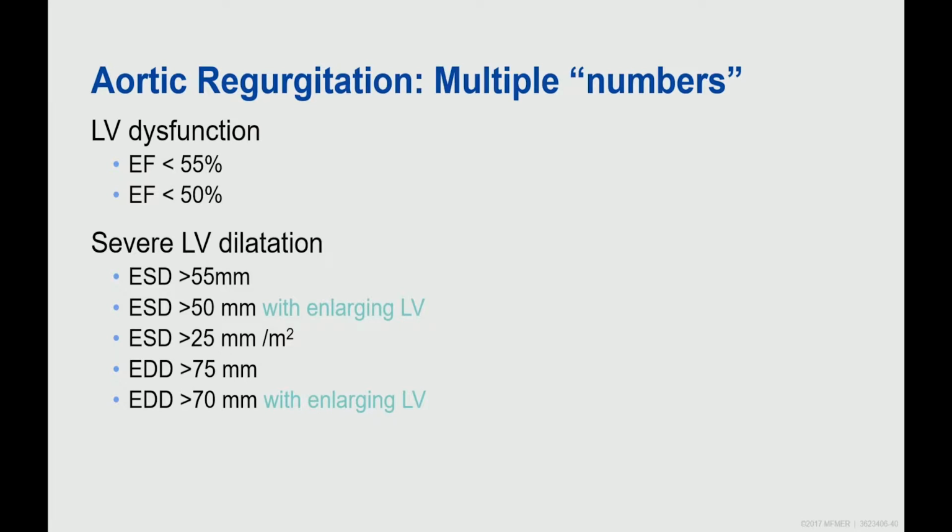I would also remember this one: 25 millimeters per meter squared, which helps normalize to body surface area. So if you have a smaller stature person, and often women fall into this category, look at the end systolic volume divided by body surface area to see if that LV is really dilated, and patients who need intervention if it's more than 25 millimeters per meter squared. There's also these numbers of super big ventricles with an end diastolic volume of 7 centimeters or more. That's a big ventricle and probably warrants your radar going up and thinking about doing something with that patient.